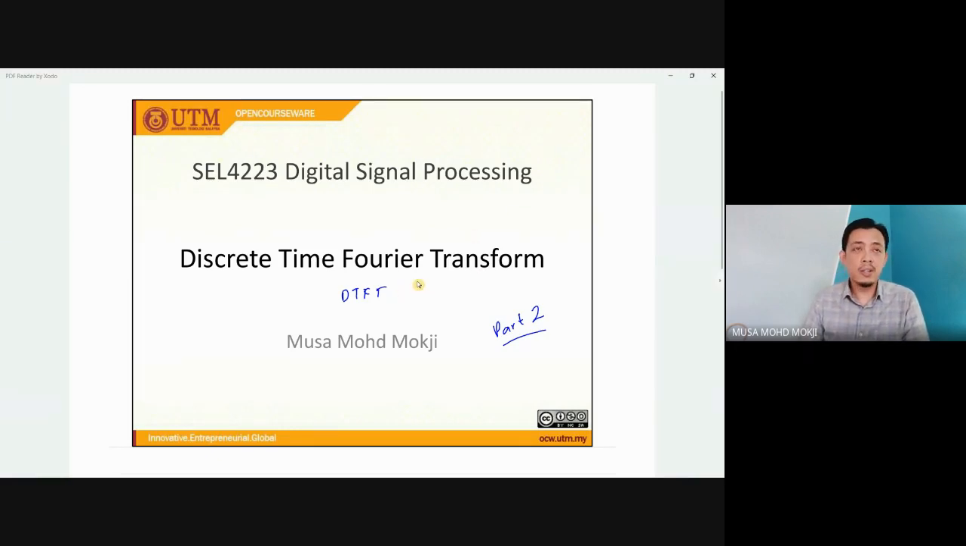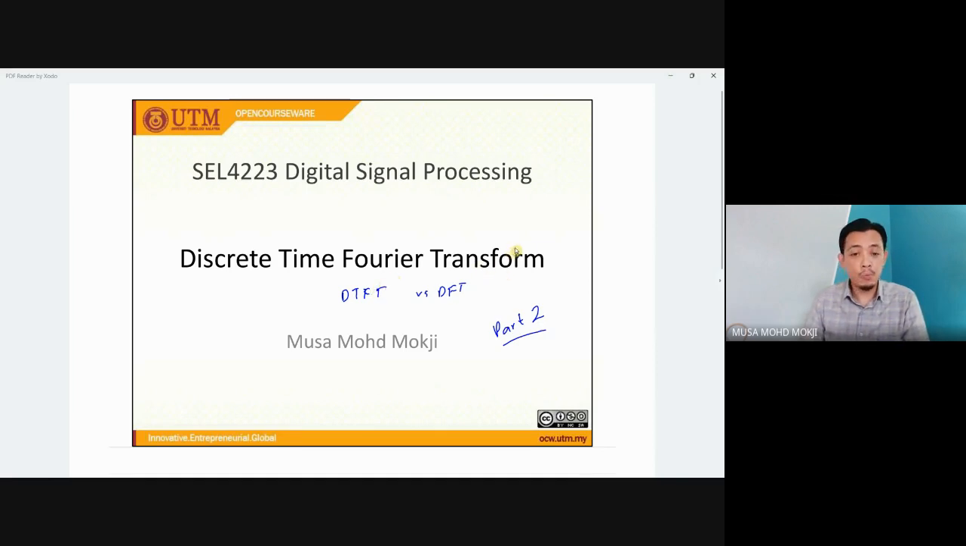Okay, and those who did the assignment on frequency plotting, I can see that you already discussed this one, DTFT and DFT. DTFT versus DFT, and that's quite clear.